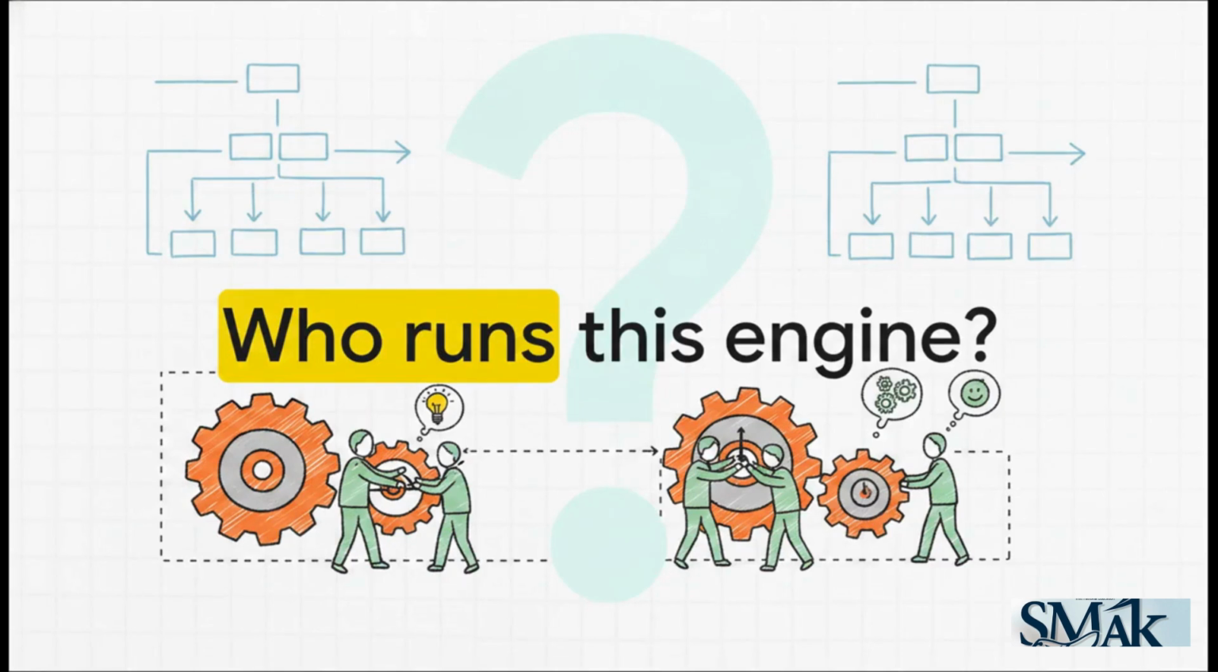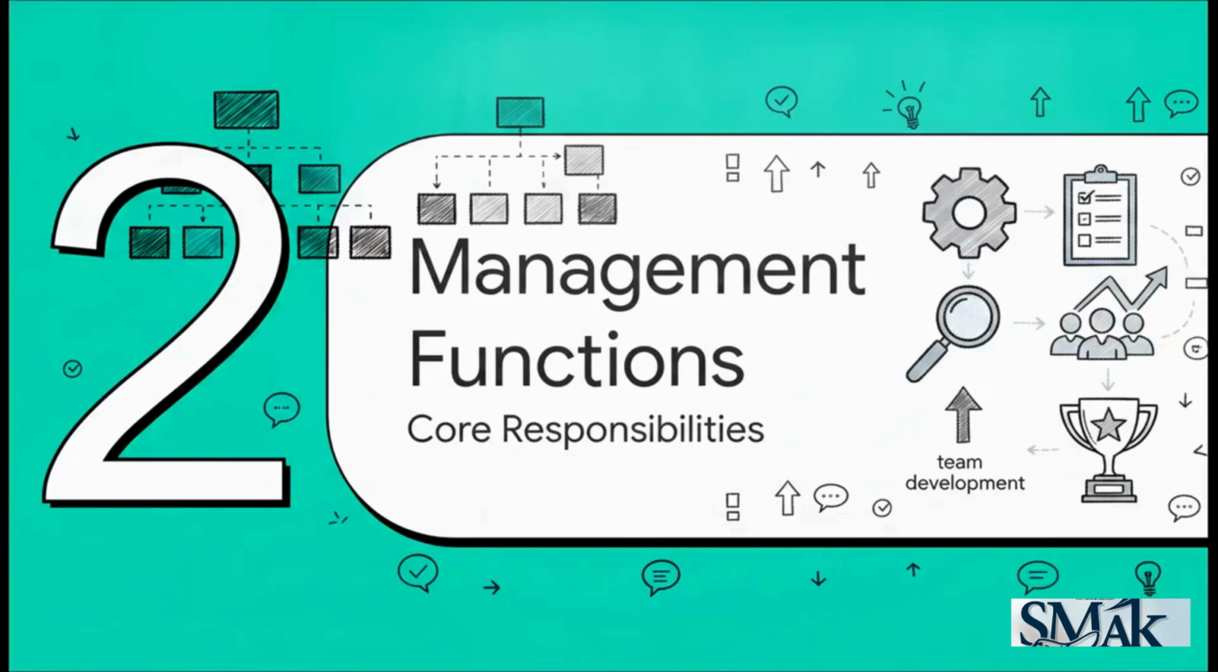Okay, so we've built the structure. We understand the vertical chains and the horizontal spans. But a structure is kind of just a static blueprint until real people step into it, right? Which brings us to a huge question. Who actually runs this engine on a daily basis? That brings us perfectly to section 2, the functions of management.